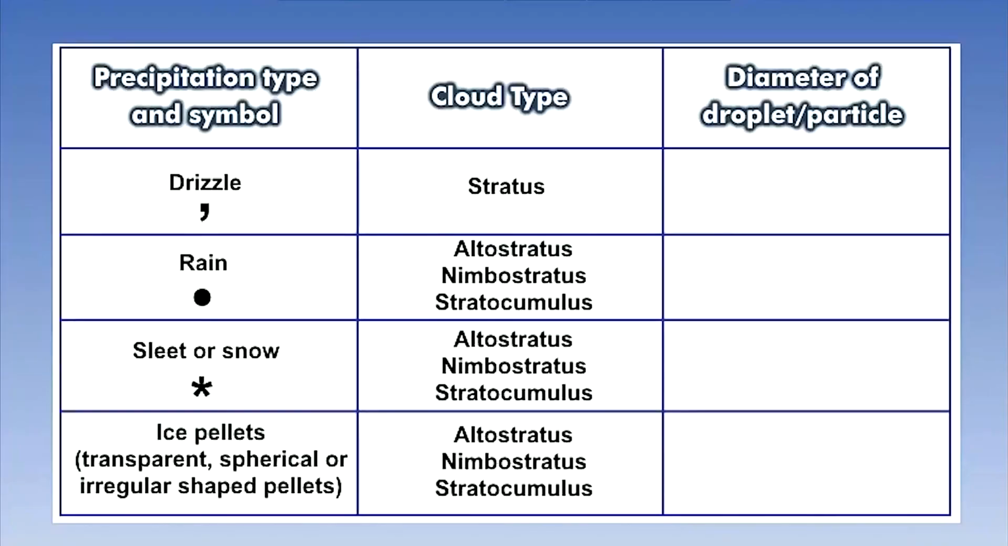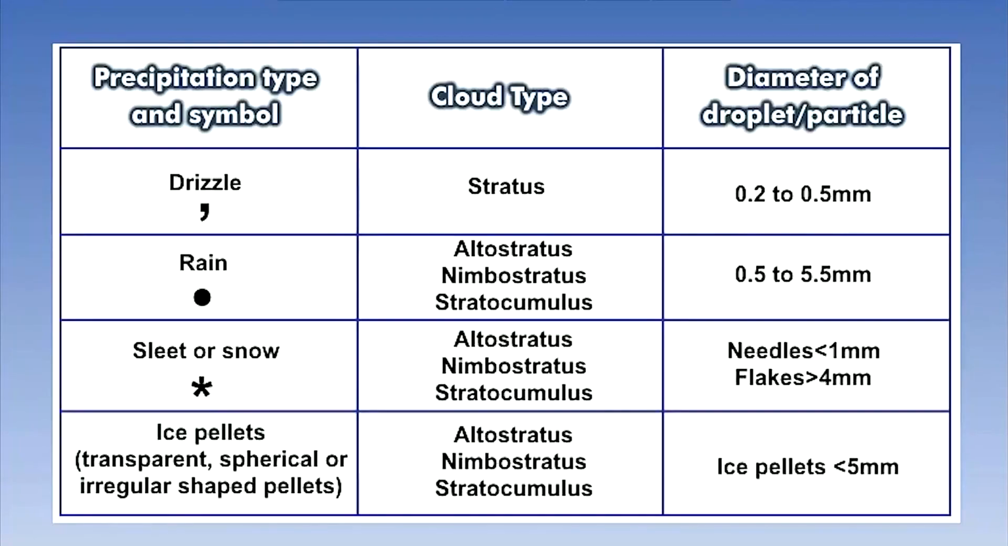Also on this table, we see the diameter of the individual particles that make up the various types of precipitation. So for example, drizzle droplets have a diameter of between 0.2 and 0.5 mm, rain 0.5 to 5.5 mm, individual snow needles and ice pellets have a diameter of less than 5 mm.